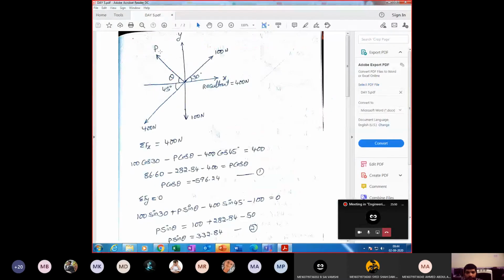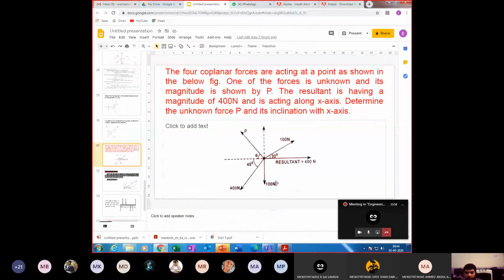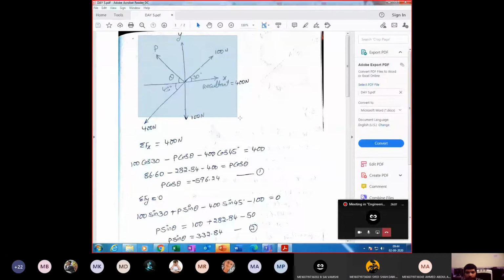Now listen. See, this one is your given force system. Is it clear to all of you? See, the resultant is acting. Just now I have shown this one. The resultant is 400 Newton. This is as shown in the figure below, meaning this diagram will be given in your examination. Now see, this one is your question. The resultant is how much? The resultant is 400 Newton, acting along the x-axis, and this is the force system given. We have to calculate this P as well as this theta value. Is it clear now?